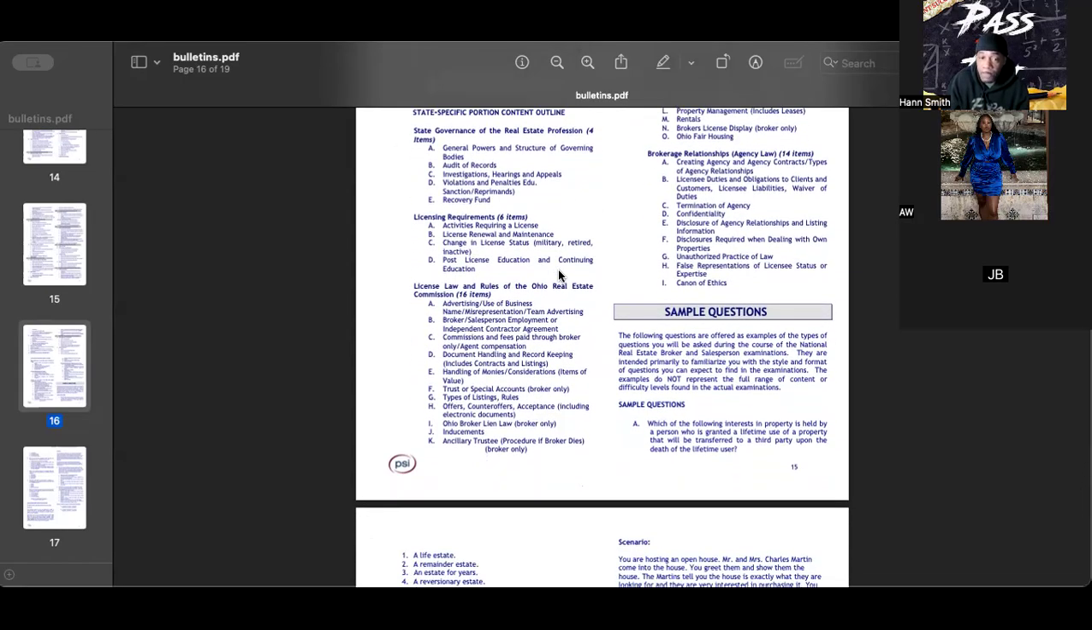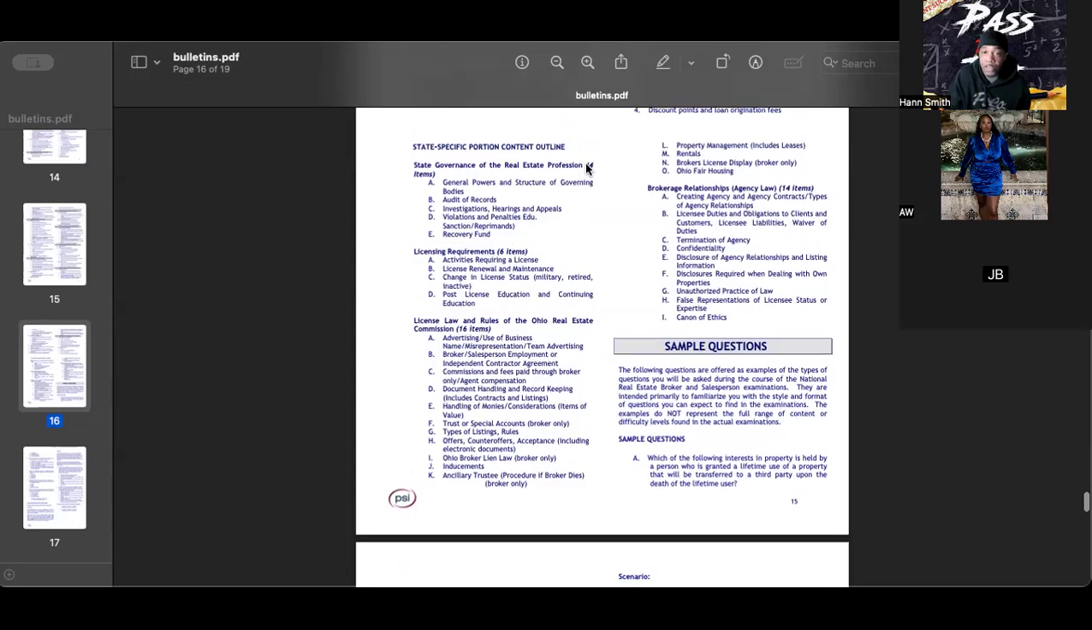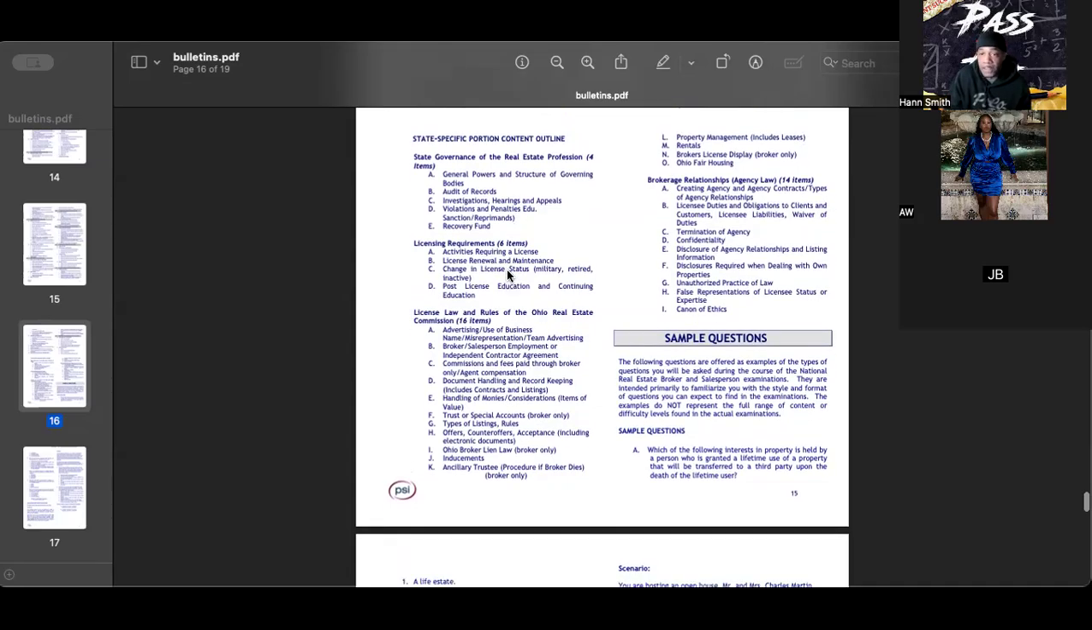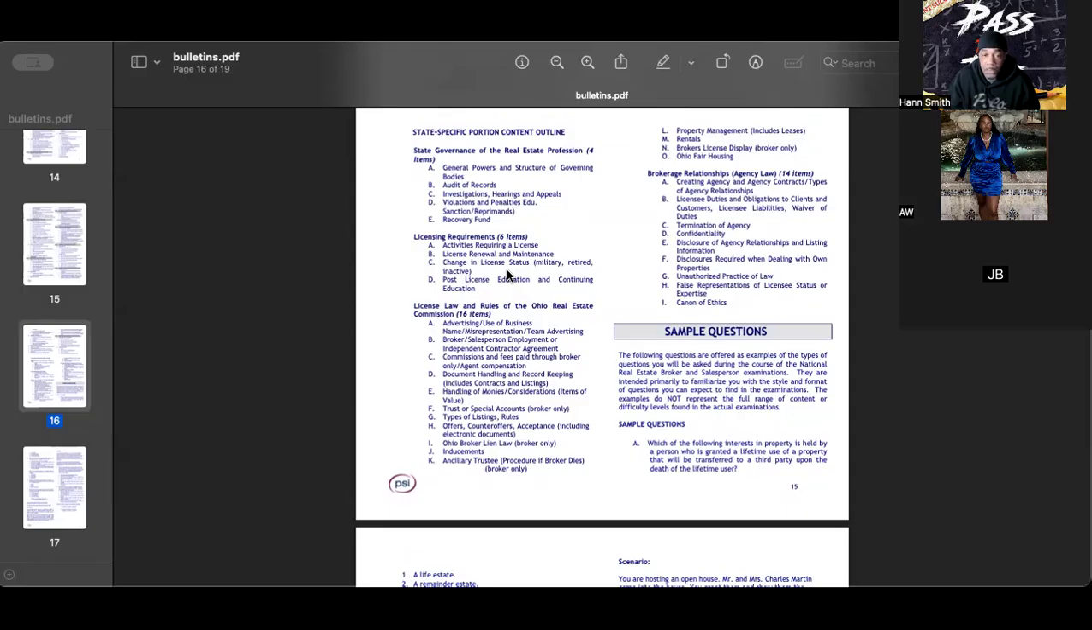So by far, license law and rules of the Ohio Real Estate Commission, right here, that's going to include 16 items. You need 28 on the state test to pass it. You've got to get 28 right to pass. So out of 40 questions, you can miss 12. Right? You literally don't have to get a question right from either one of these, and you can still pass the test. It'll be hard, but you can still pass it.